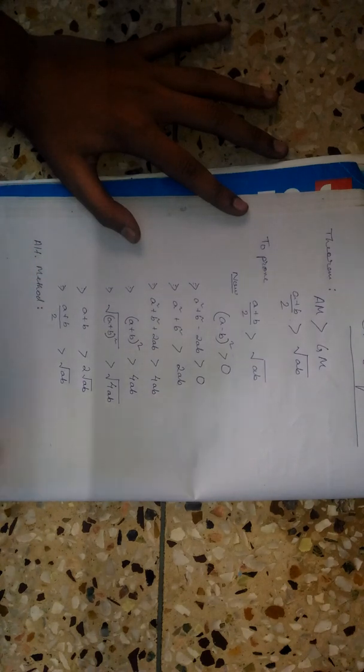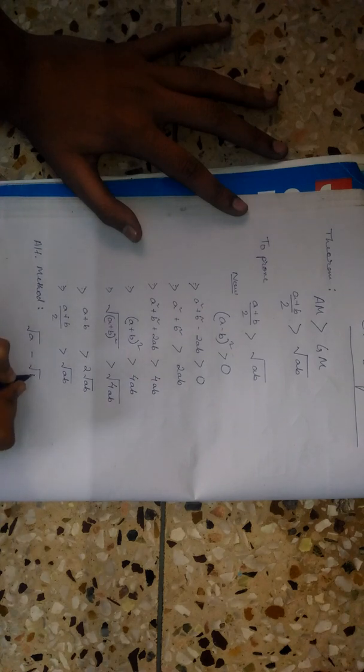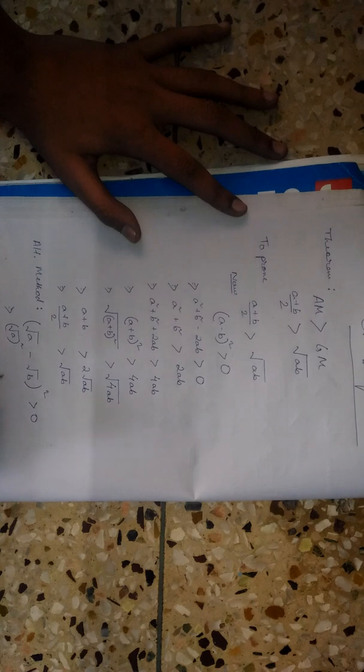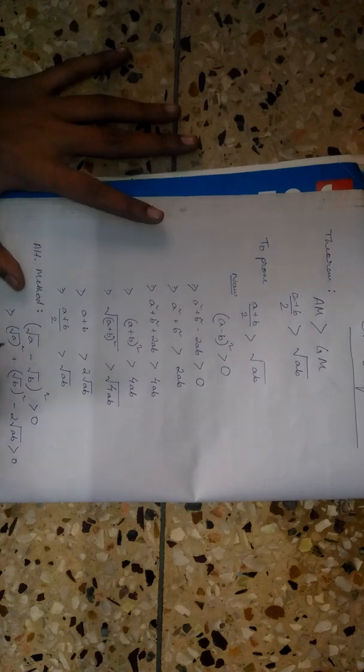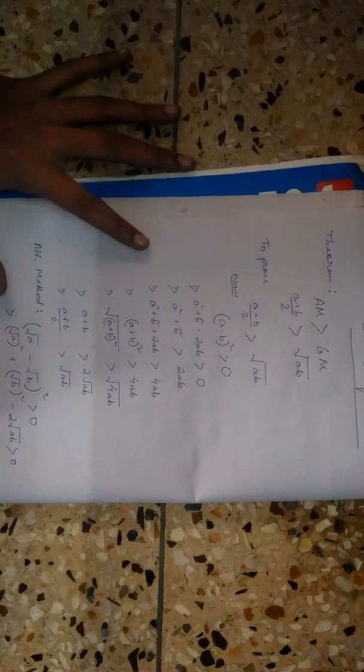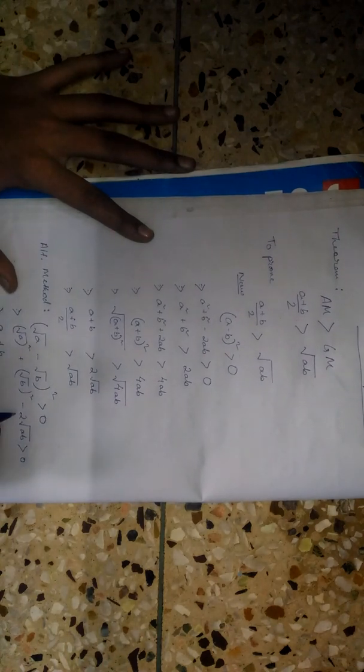As I have mentioned here, a square term cannot be negative, so it is greater than 0. So we can consider (root over a minus root over b) whole square greater than 0. So root over a whole square, following the formula of (a minus b) whole square, plus root over b whole square minus 2 root ab greater than 0. Root over a whole square, as I mentioned earlier, the square cancels the root over, so it becomes a plus b.